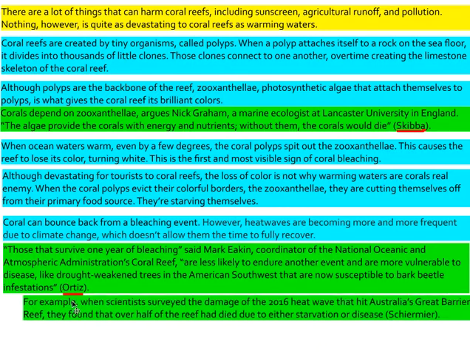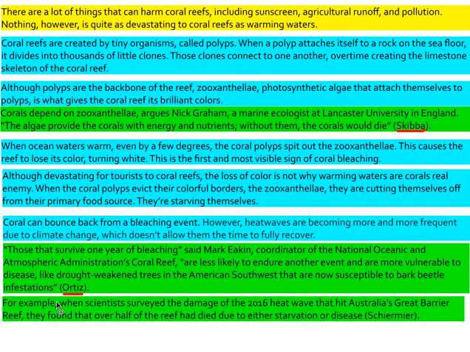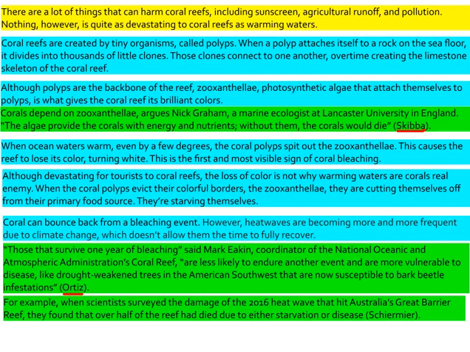Here's my second piece of evidence about how coral reefs can't bounce back. For example, when scientists surveyed the damage of the 2016 heat wave, they hit Australia's Great Barrier Reef. They found that over half of the reef had died due to either starvation or disease. Again, because it's evidence, I'm putting the last name of the author in parentheses afterwards.